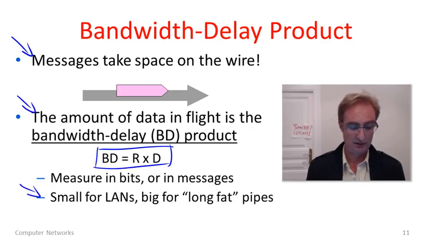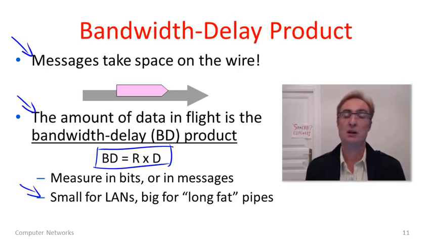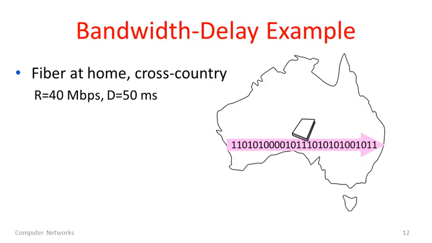And what you should find is that the bandwidth delay product will be very small for things like local area networks, like Wi-Fi, but it can be large if we're talking about networks where both the rate is high and the delay is high. These are sometimes called long fat pipes. Imagine a gigabit per second link which goes across country, for instance. Well, let's do an example to get the hang of it.